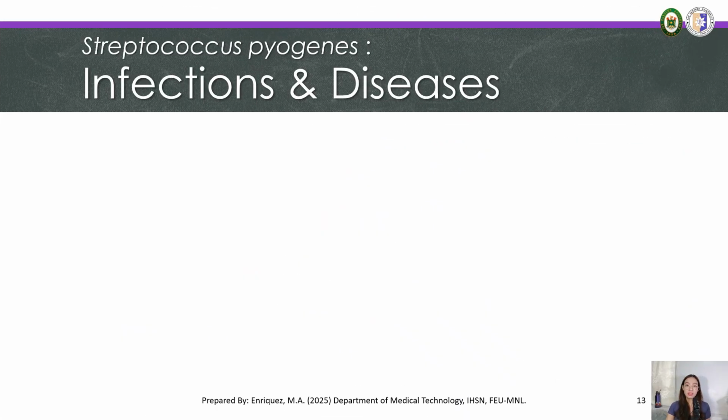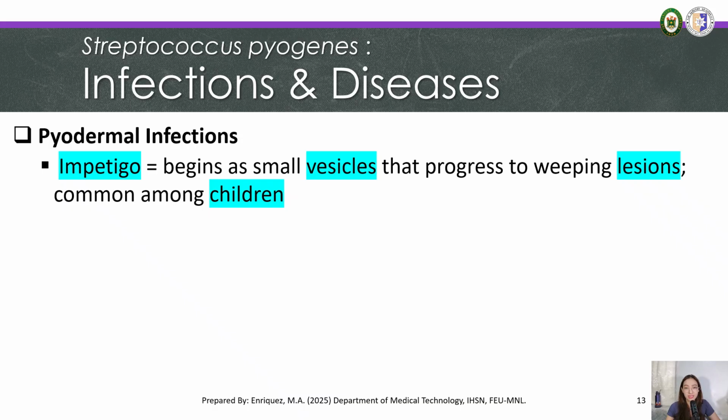Let's now talk about the infections and diseases associated with Streptococcus pyogenes. The following diseases are recognized as pyodermal infections. First is impetigo. This is a localized skin disease that begins as small vesicles that progress to weeping lesions.